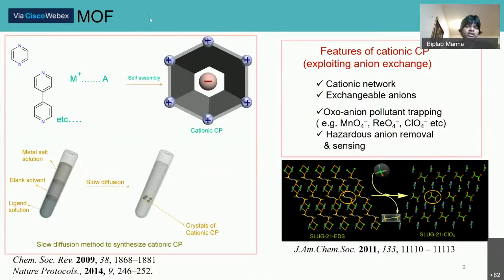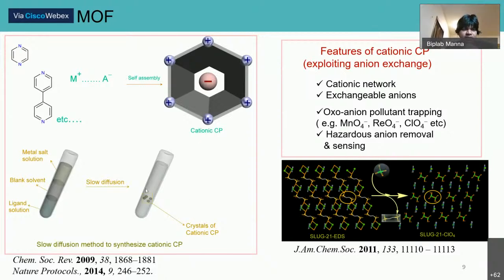As you know, there are some ligands in metal organic frameworks, like pyrazine and bipyridine. These are very simple ligands, and when they bind to the metal center they form even MOPs, and this A minus anion can sit in the pores to balance the overall charge.